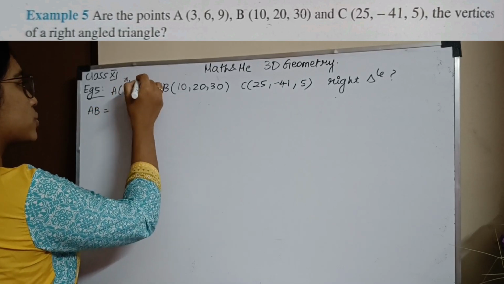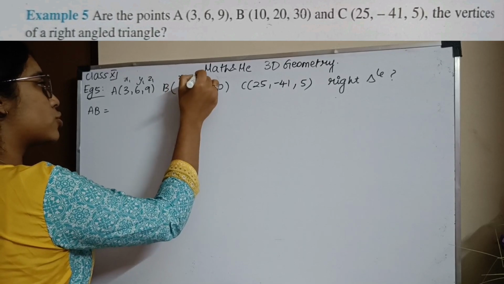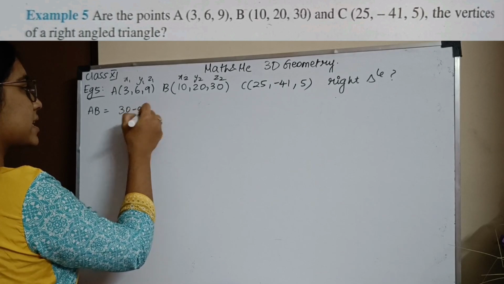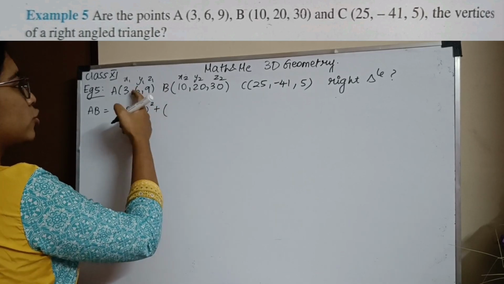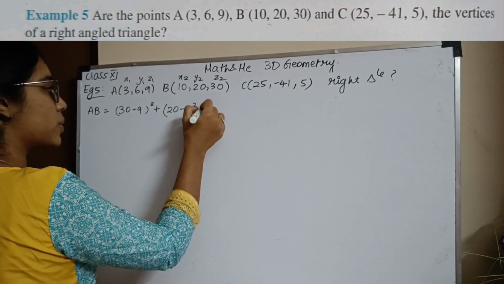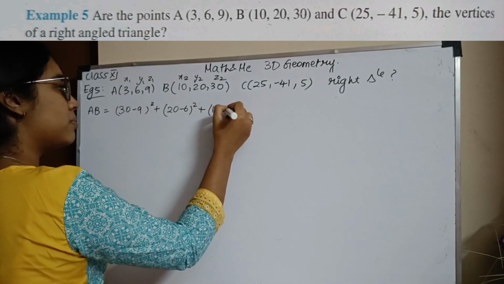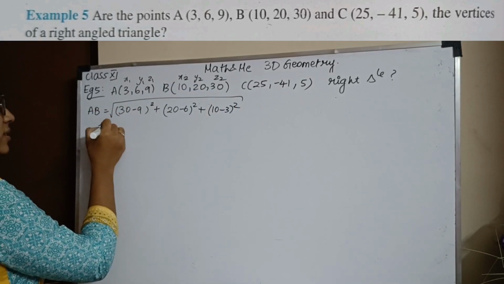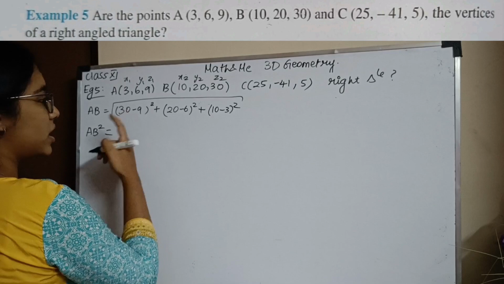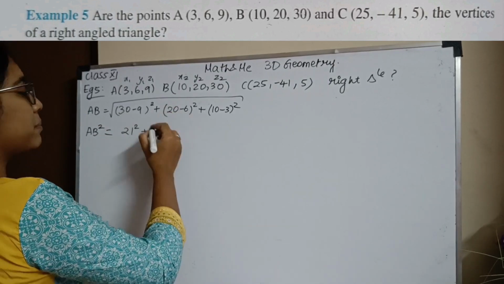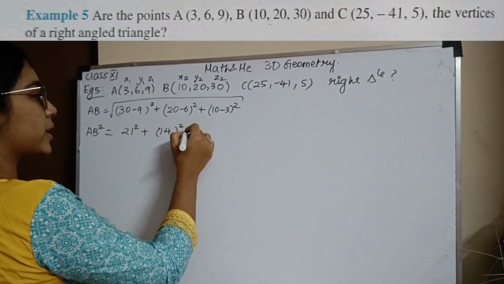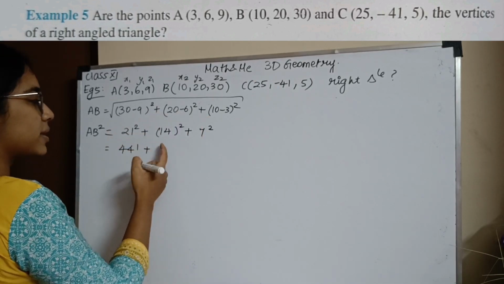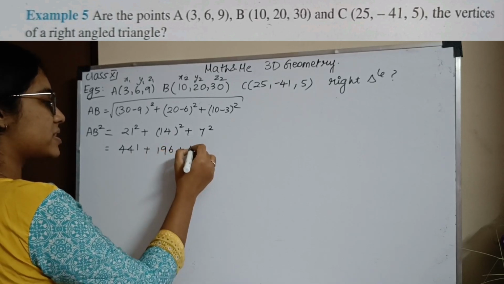For AB, this will be my x1, y1, z1, x2, y2, z2. So z2 minus z1 is 30 minus 9 the whole square, plus y2 minus y1, which is 20 minus 6 the whole square, plus x2 minus x1, 10 minus 3 the whole square, under a square root. Okay, so if AB square, I can remove my square root. So what will I have? 30 minus 9 is 21, 20 minus 6 is 14 square, plus 10 minus 3 is 7 square. So what comes? 21 square is 441, plus 14 square is 196, plus 7 square is 49.